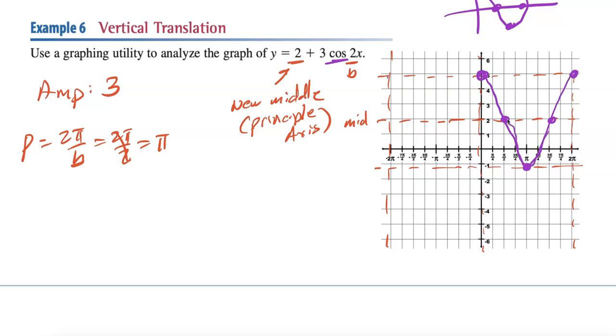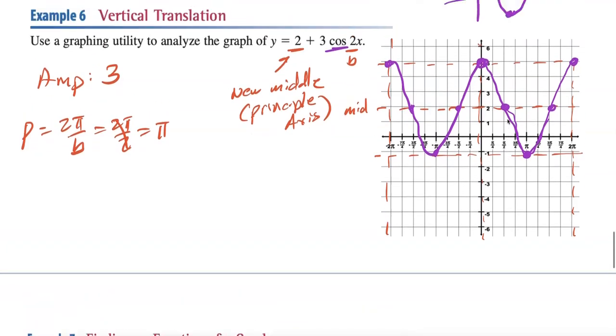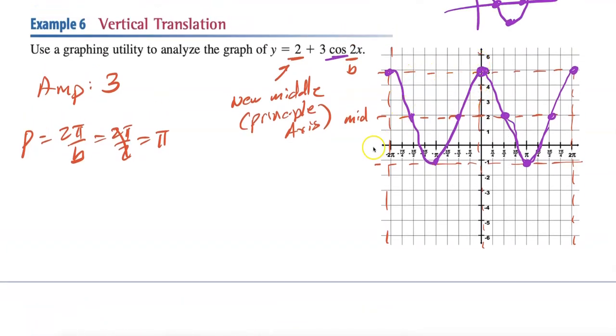Alright, I'm going to do it going backwards, so I'm going to fill up this graph. Probably a little something like that. So there's how you graph cosine. That's how I do a vertical translation. For me, that's the easiest one. It just changes your middle, and then from there you just base everything off of it.